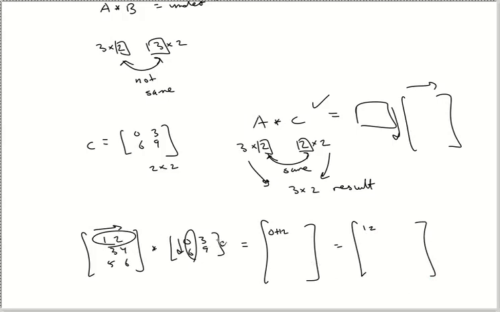If I do the first row, second column, I would have 1 times 3 is a 3, and then 2 times 9 is an 18. 3 plus 18 is a 21. Second row, first column: 3 times 0 is a 0, 4 times 6 is 24, so that'll be a 24. Second row, second column: 3 times 3 is a 9, and then 4 times the 9 is a 36. You add those together.